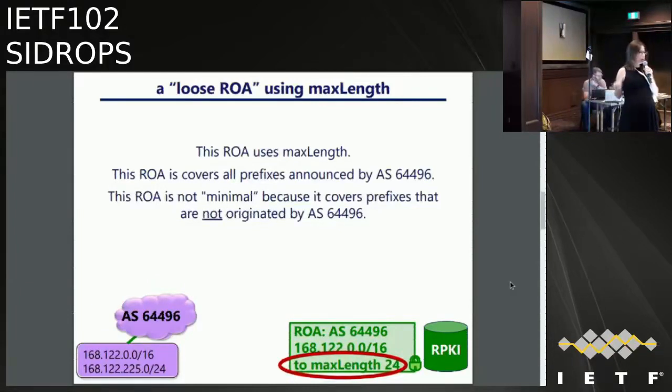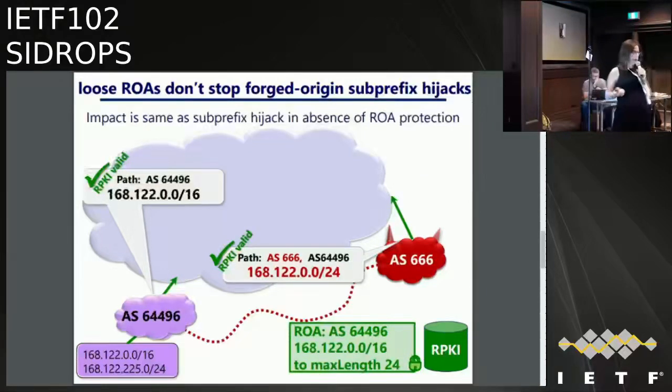Okay, so why should you care about that? The reason is because there's an attack that essentially obviates all the security that you get from RPKI for subprefix hijacks in this case. So we have our loose ROA, and here's the attack.